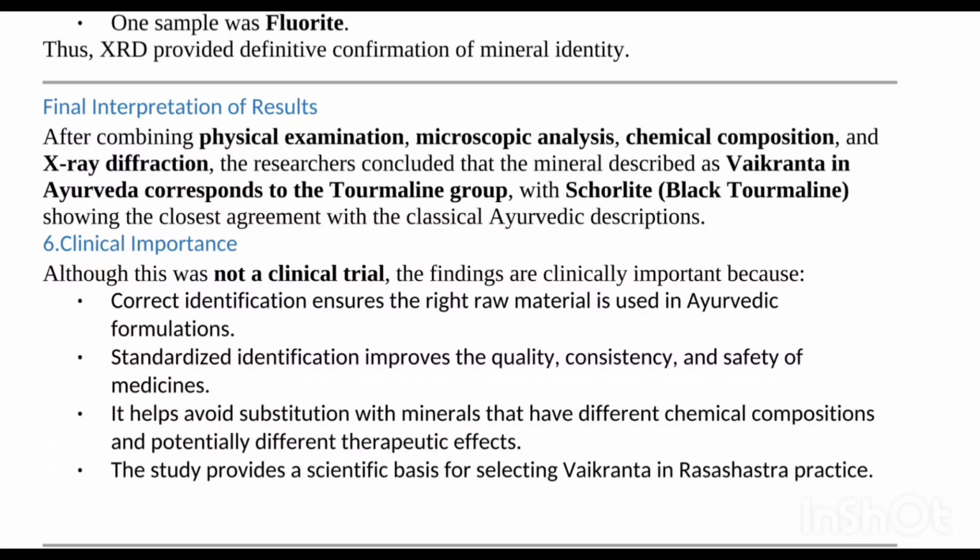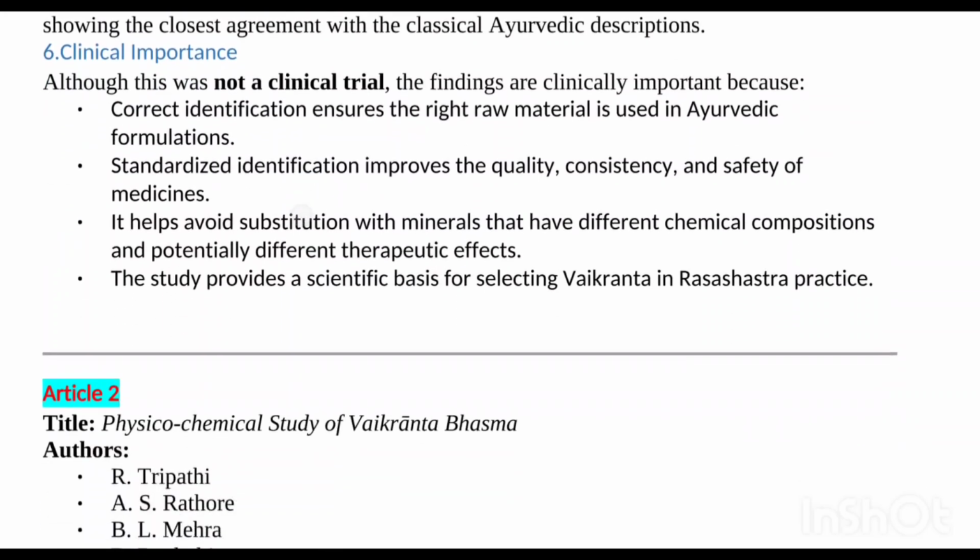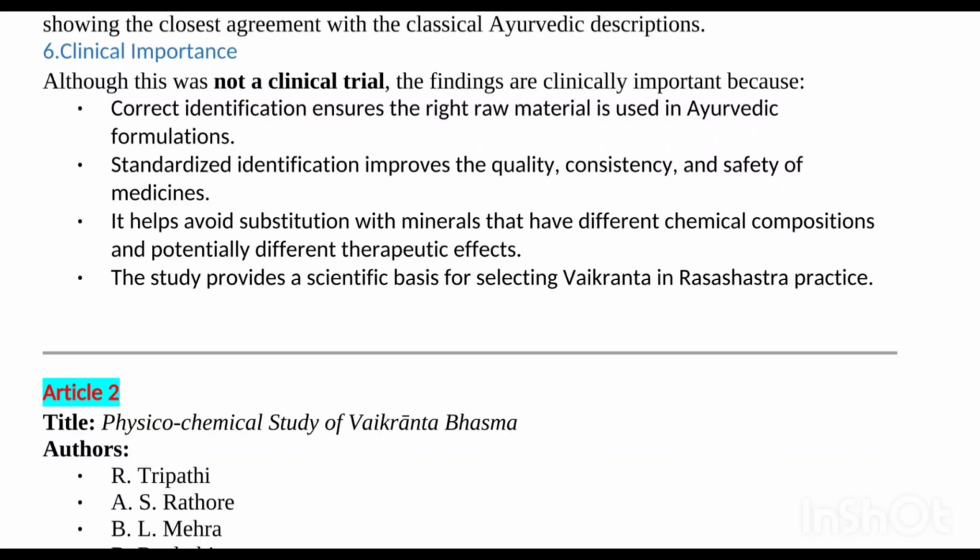Here now we see the clinical importance. Although this was not a clinical trial, the findings are clinically important because correct identification ensures the right raw material is used in Ayurvedic formulation. Standardized identification improves the quality, consistency and safety of medicine. It helps avoid substitution with minerals that have different chemical compositions and potentially different therapeutic effects. The study provides a scientific base for selecting Vaikrant in Rasa Shastra practice.